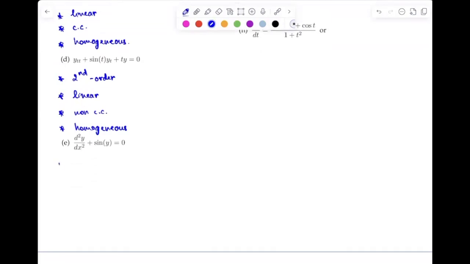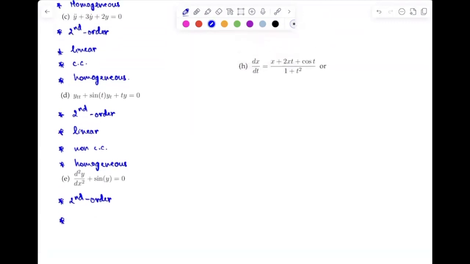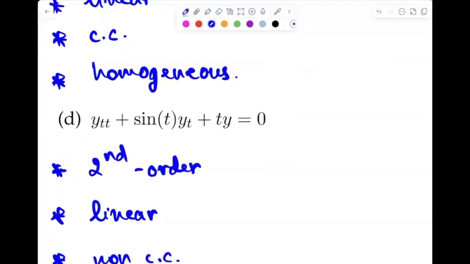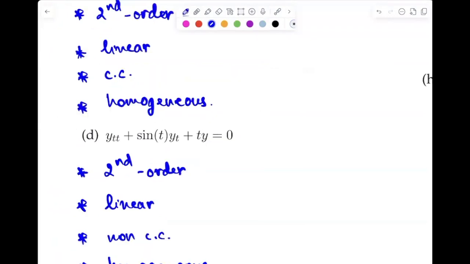So for E, you have a second order differential equation. I'm sorry, I have a question. Go ahead. For D, what does y sub t mean? Oh, the derivative, the partial derivative. Okay, so the first term will be the partial derivative of y with respect to t, twice. Second order. Okay. Got it. Partial derivative with respect to t.